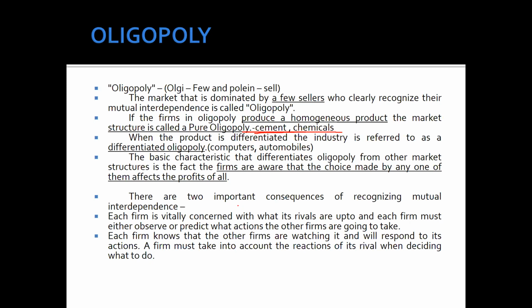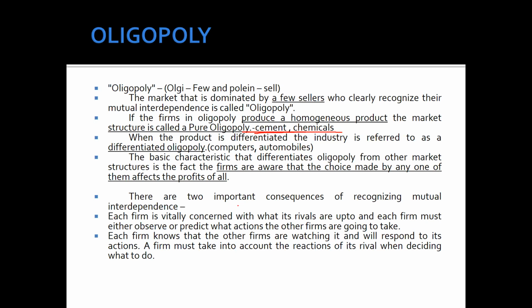When I discuss the kinked demand curve, where there is price rigidity, this model has been given by Paul M. Sweezy. I will explain how, if one firm reduces its price, it impacts the other competitors, and if one firm increases its price, how it affects that particular organization. This is important, and we will discuss it in that particular video.